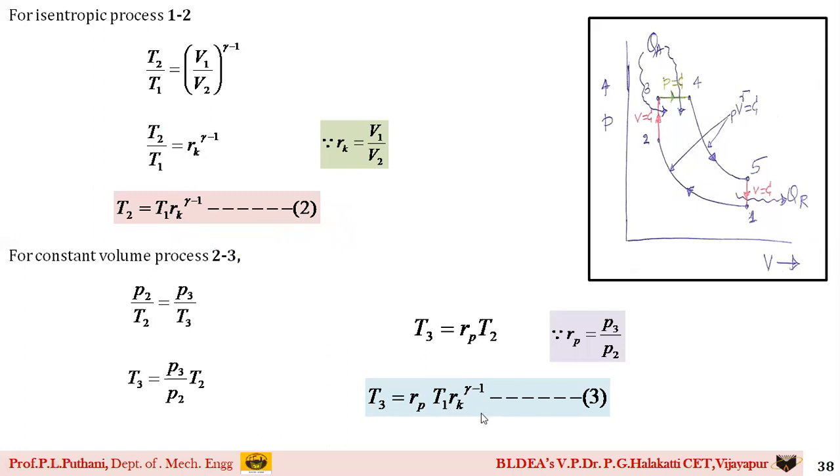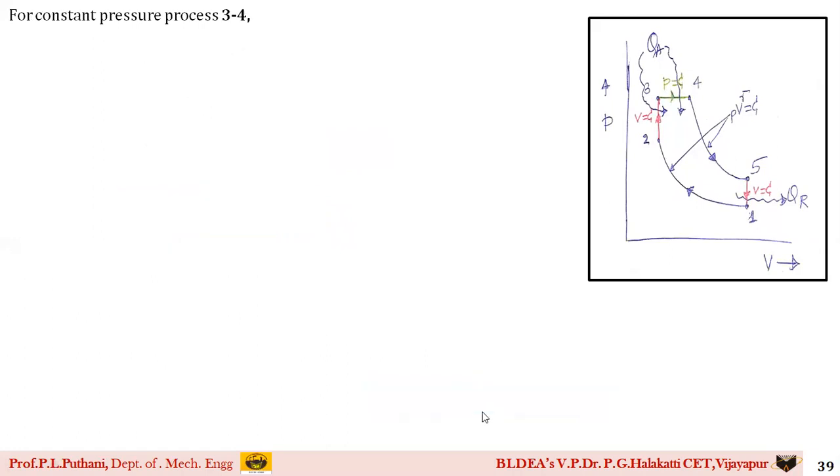So therefore, for process 3 to 4, it is a constant pressure process, which means V3 by T3 is equal to V4 by T4. The resulting equation, T4, is equal to V4 by V3 into T3. So V4 by V3 is the ratio, but what is it? If you observe the graph carefully, students, V4 by V3 is representing the cutoff ratio RC. So RC into T3.